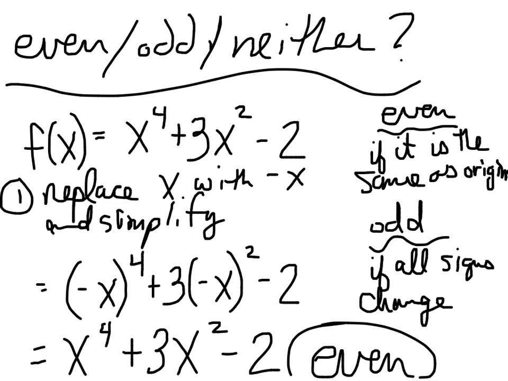On the last third of your assignment, all they're asking you is this even, odd, or neither? You plug in negative x and see how it simplifies. If it's the same as the original, it's even. If all signs change, it's odd. If only a couple signs change, that's neither. Okay? So, let's do another one.